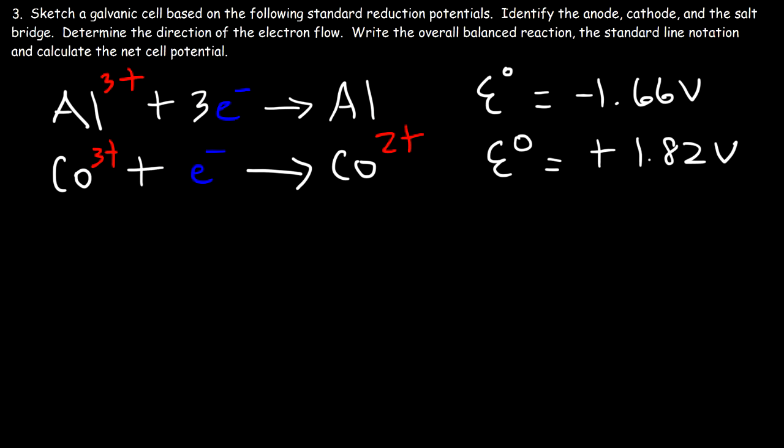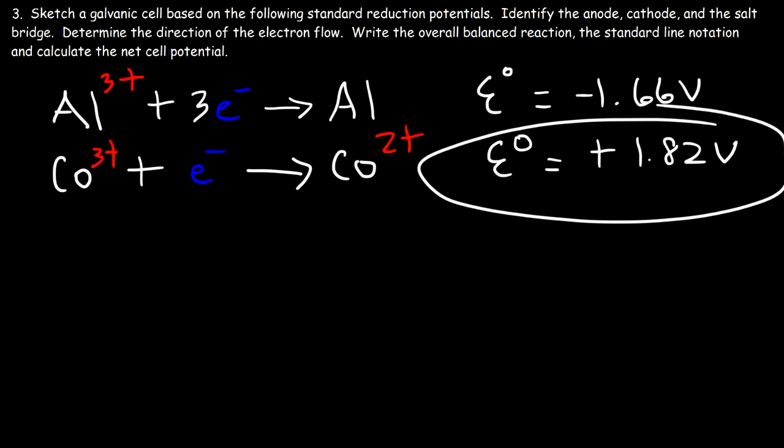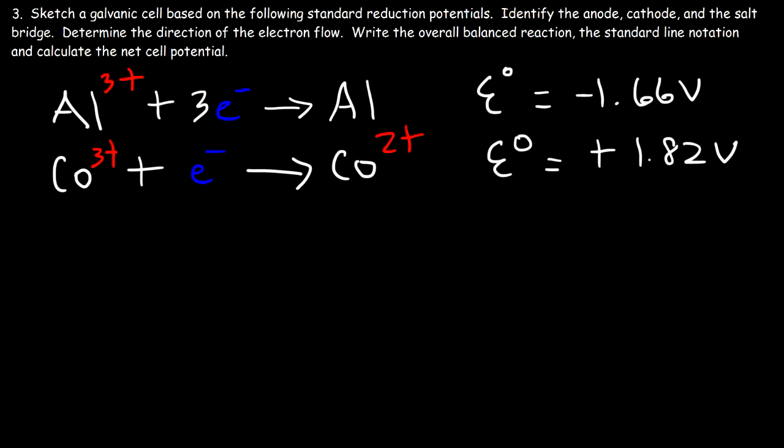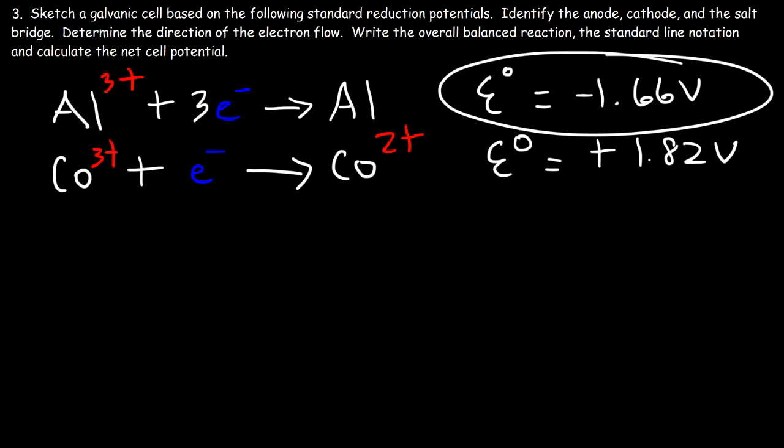Now let's work on another problem that's similar to the last one. So go ahead and pause the video and do everything that we did in the last problem. So I'm going to start with the overall balanced reaction. So for a galvanic cell, the net cell potential has to be positive. If I reverse the first reaction, then I'll have two values that are negative, and so that will not be positive. Therefore, I have to reverse this reaction.